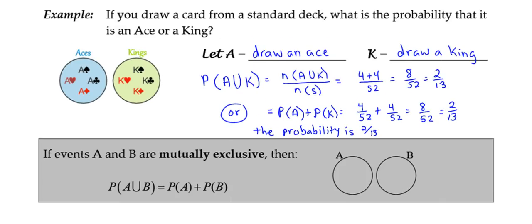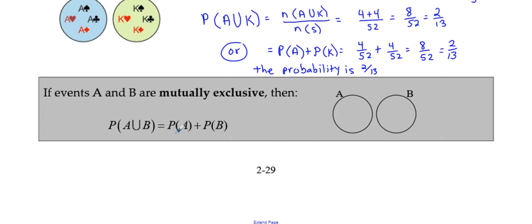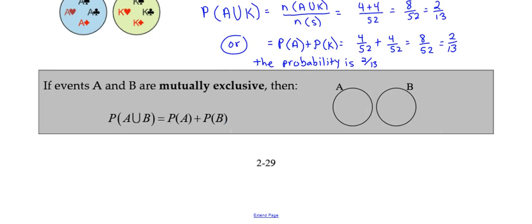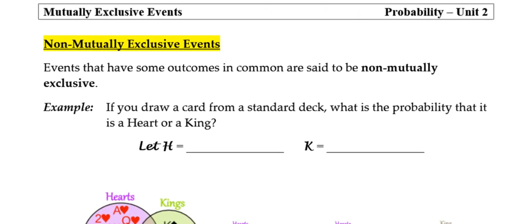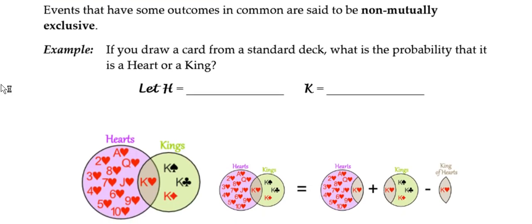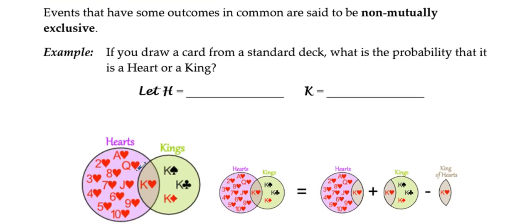Alright, so if the events are mutually exclusive, then all you have to do is add their probabilities. It's when the questions are not mutually exclusive that we have a bit of a problem. So let's take a look at this example. Non-mutually exclusive are events that have things in common. So for example, if we were going to draw from a standard deck, what's the probability that it's a heart or a king? Well, these are all the hearts, and these are all the kings, and there are cards that are hearts and kings. So we do have some overlap here.